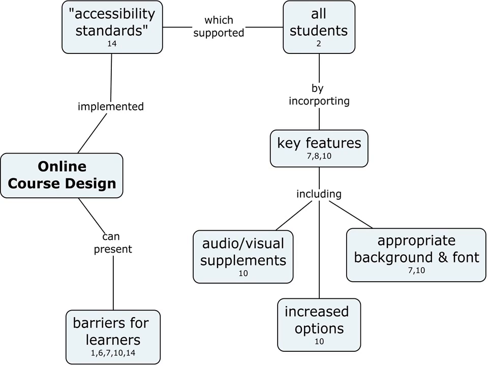Online courses, when created without considering all students, can present barriers to learning. When accessibility standards are implemented in the designing of online courses, all students are supported, not just those with special needs and disabilities. Universal course design incorporates key features including access to audio and visual supplements for text and information, as well as increased assignment options and the incorporation of appropriate background color and font to support learning.